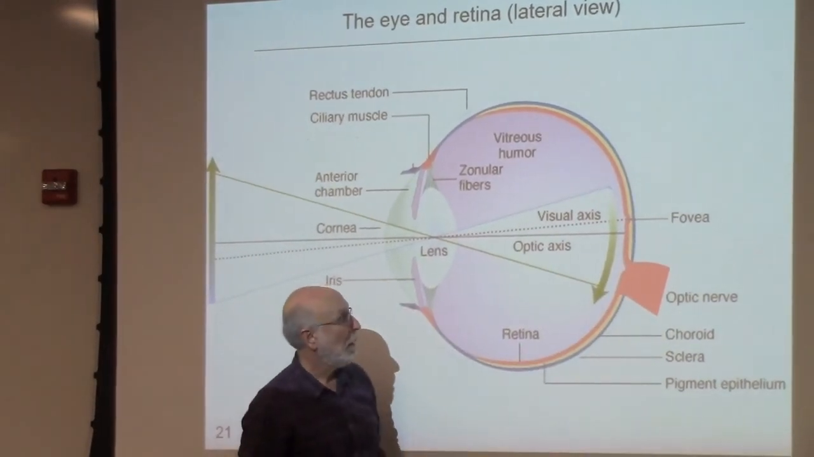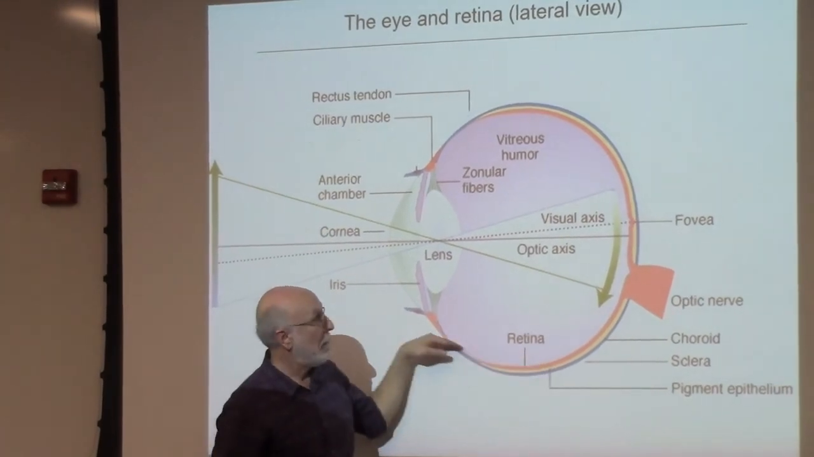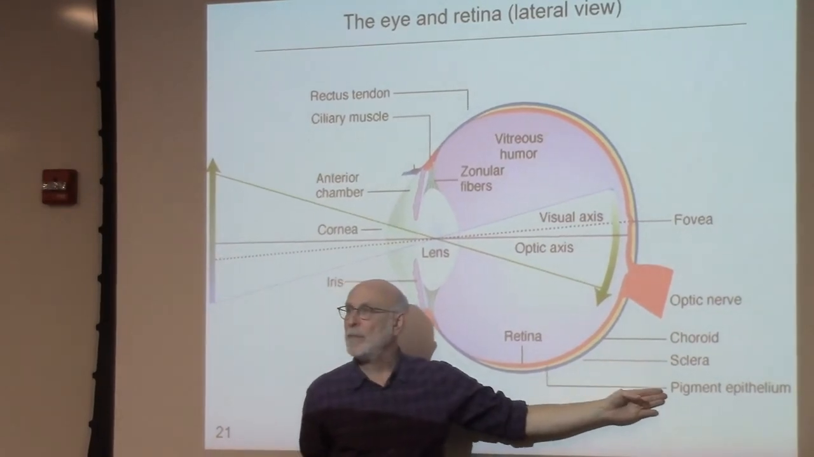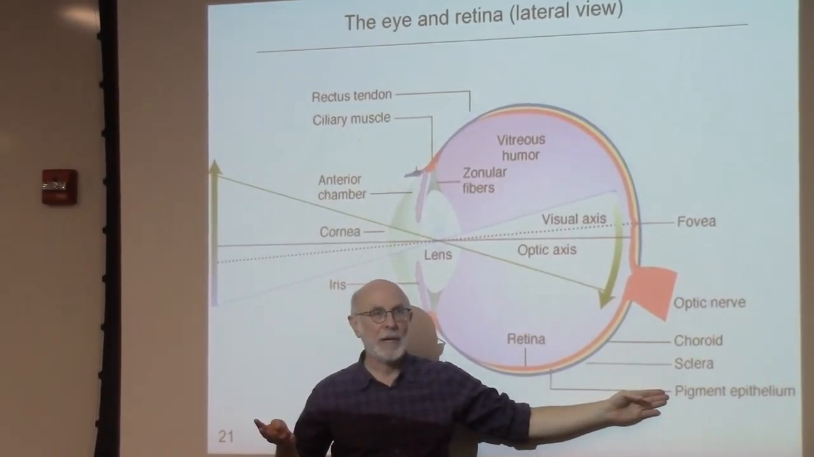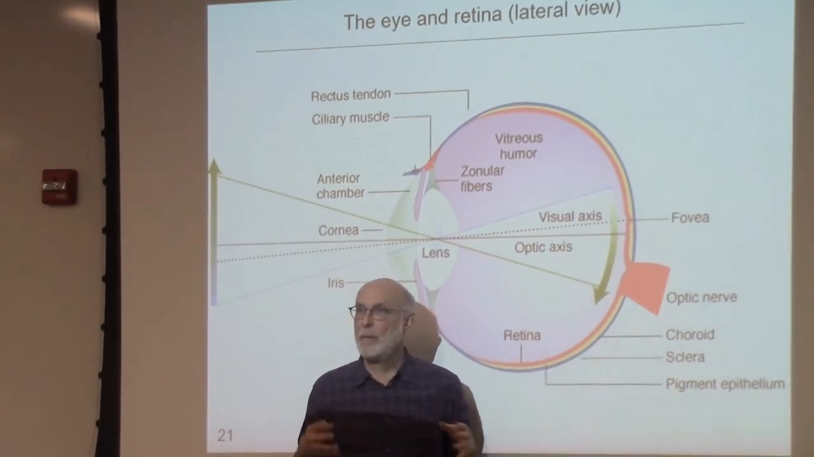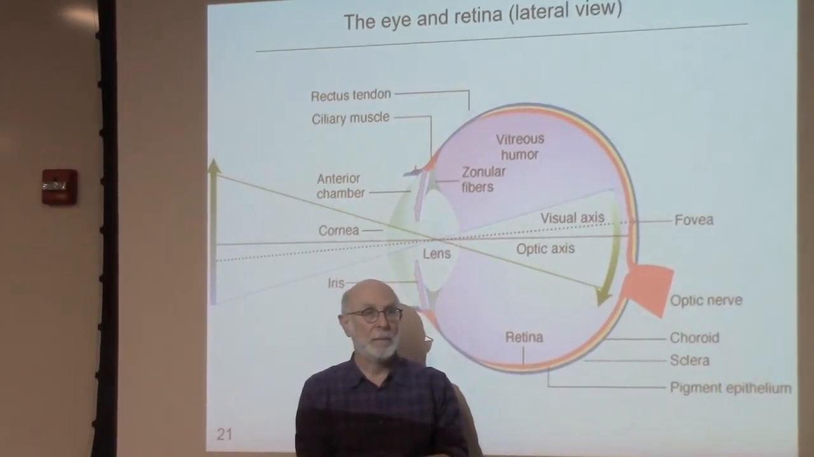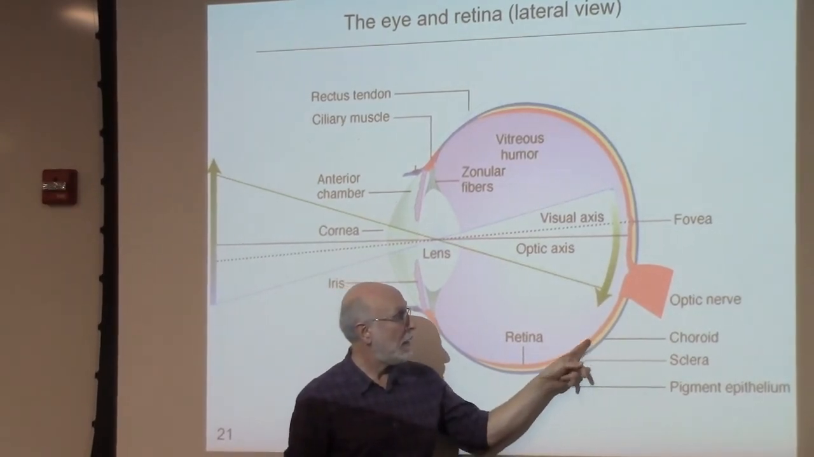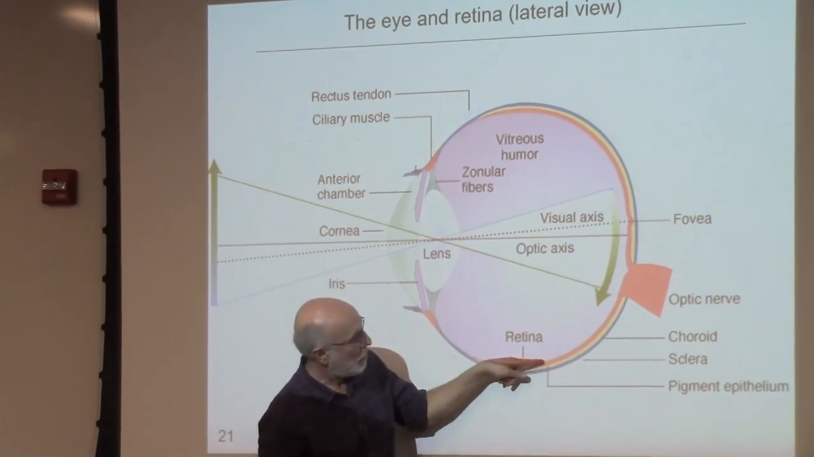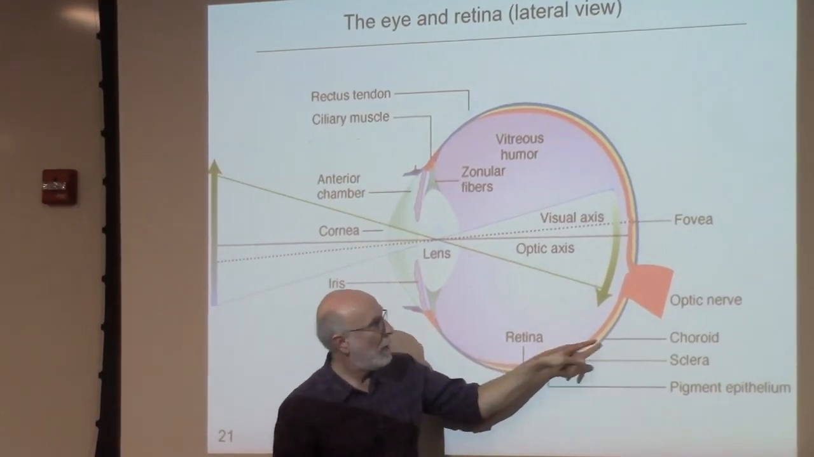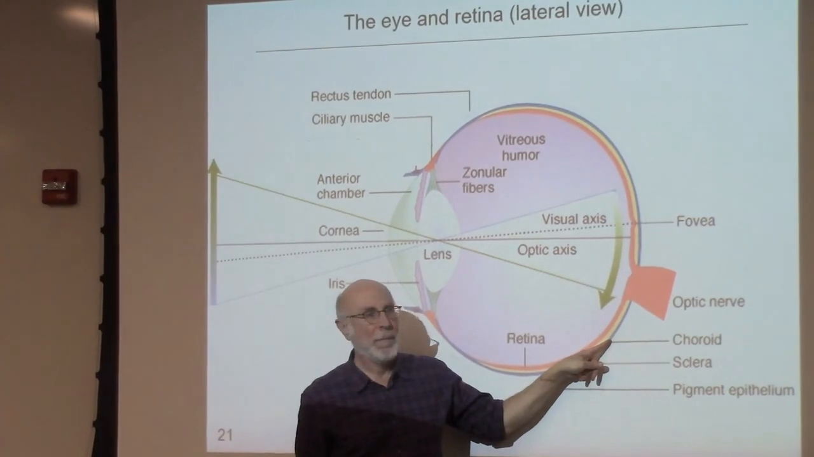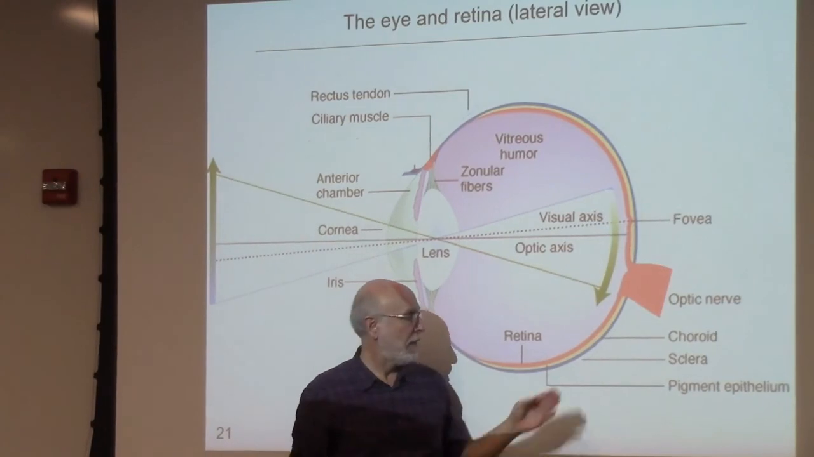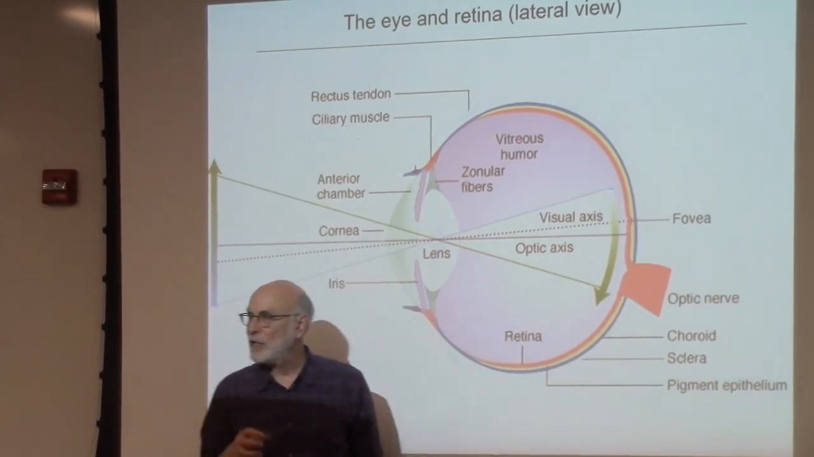So retina on the inside of the back of the eye, then a layer called the pigment epithelium, which is a nutritive layer that helps the retina continue to detect photons. And then behind the pigment epithelium, so retina, pigment epithelium, choroid, and then the sclera. The sclera is the white of the eye, the outer layer of the eye, connective tissue.